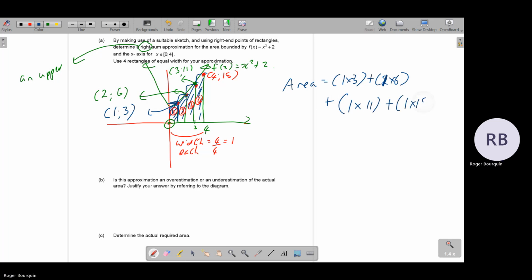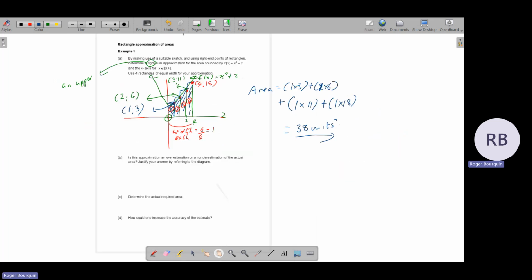Now watch this, guys. It's something incredible. You can do this without a calculator. Yes, 3 plus 6 is 9. 9 plus 11 is 20. 20 plus 18 is? Isn't that amazing, right? So 38 units squared.